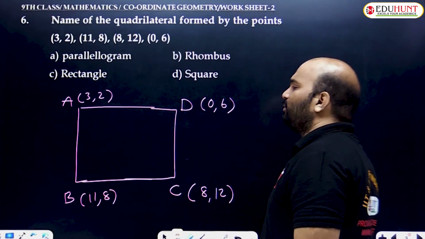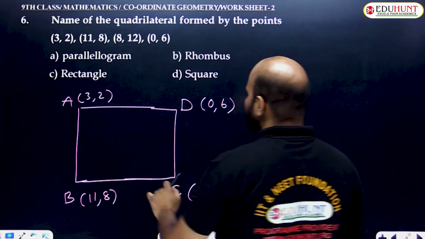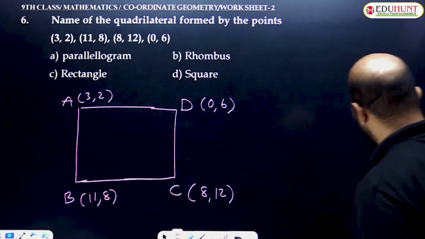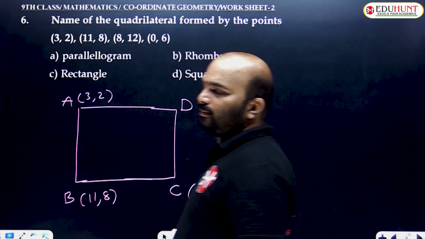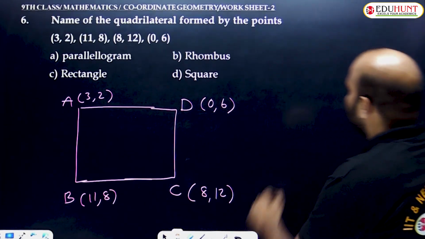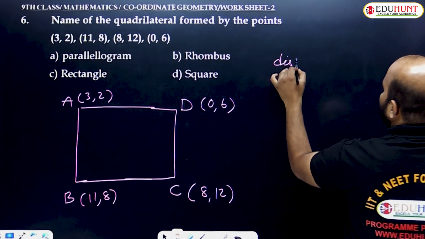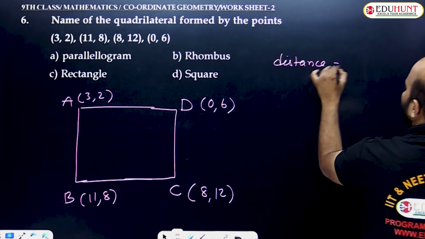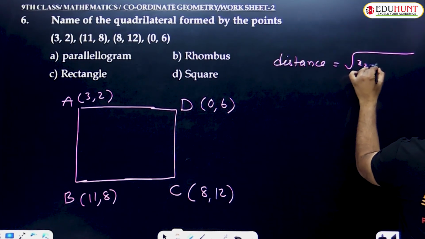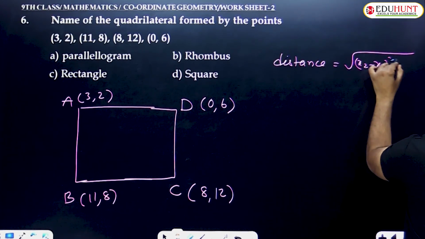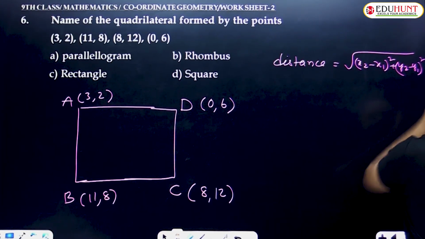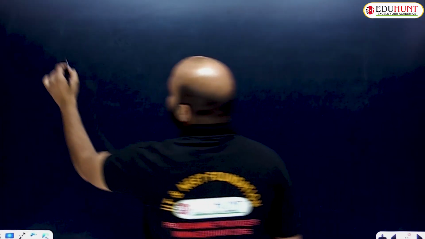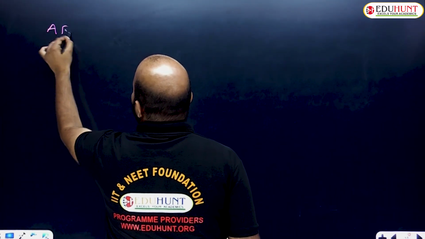So first we need to find the AB, BC, CD and DA distances. So by using the distance formula, square root of x2 minus x1 whole square plus y2 minus y1 whole square. That is the distance formula. We need to find the AB distance first.